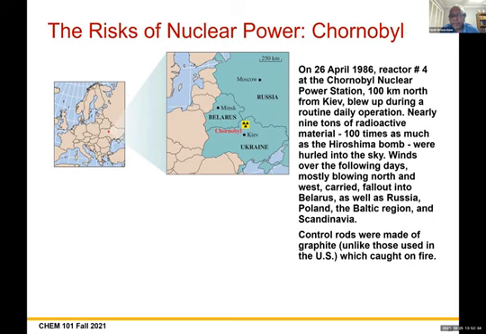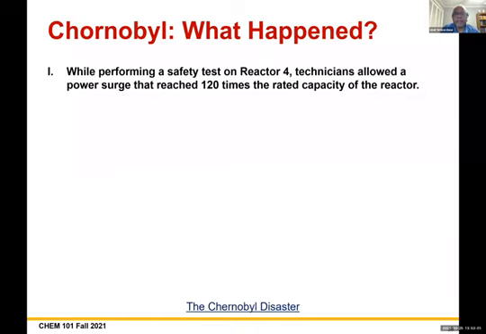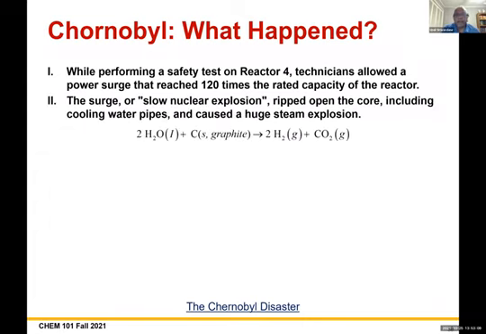Control rods were made out of graphite. So control rods containing nuclear fuel were made out of graphite. Once the primary coolant system failed, the nuclear rods heated up, and they had graphite as a covering material. That graphite reacted with water from the leaking cooling system.